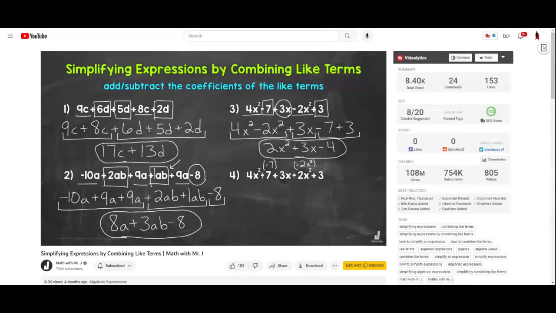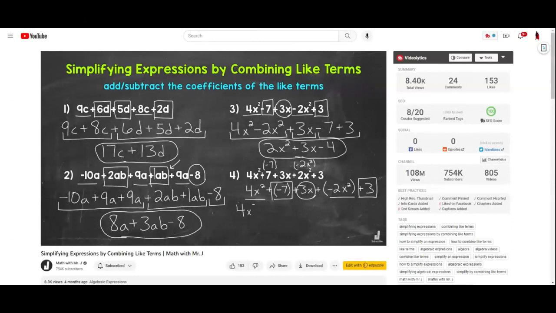So let's rewrite this with those changes. So we have 4x squared plus negative 7 plus 3x plus negative 2x squared plus 3. So now all of the terms are separated only by addition. Now we can identify any like terms. We have 4x squared and negative 2x squared. Then we have negative 7 and 3, and then 3x.